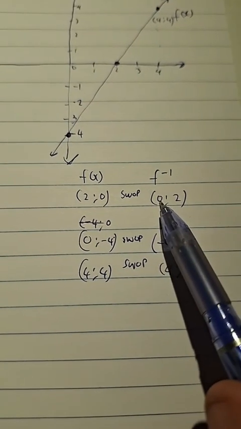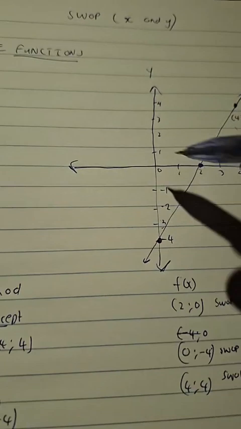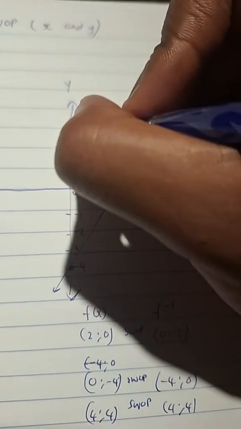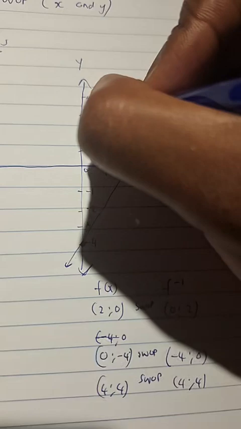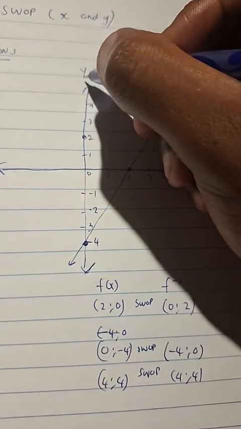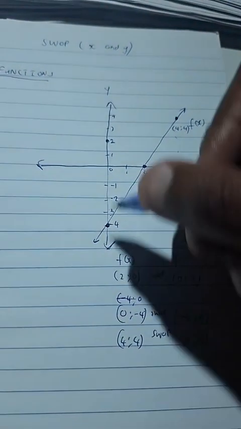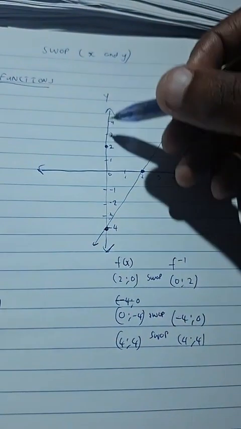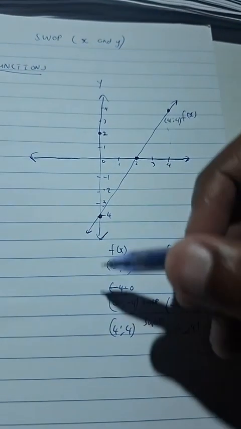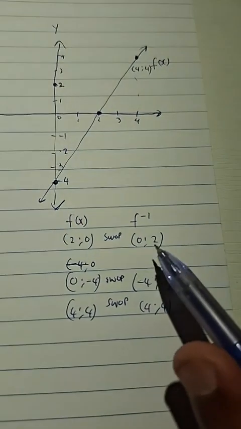So let's locate where 0 and 2 is. Where y is 2 is here on the y-axis, but then where x is 0 is on the y-axis itself, because along this y-axis, x is equal to 0 everywhere. So the point 0 and 2, there it is.